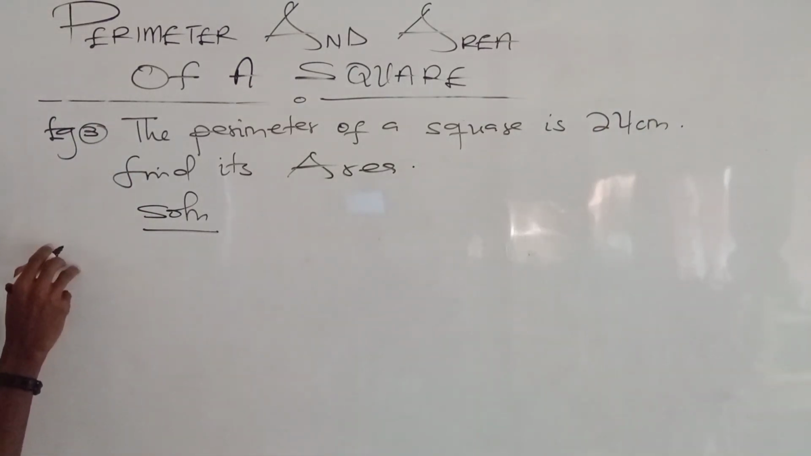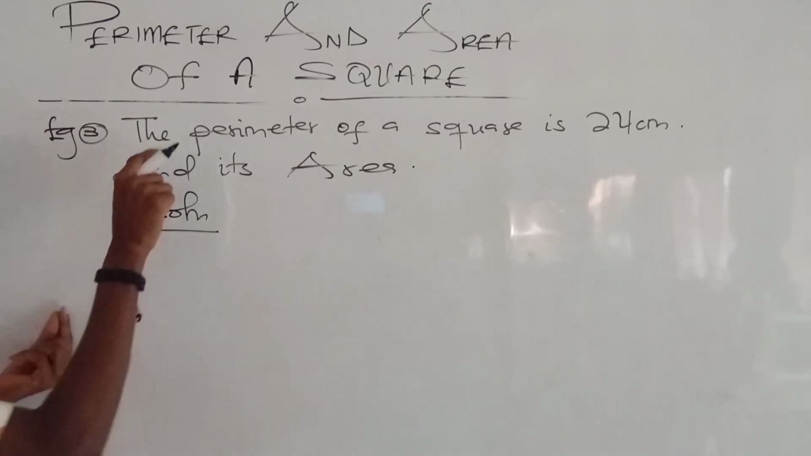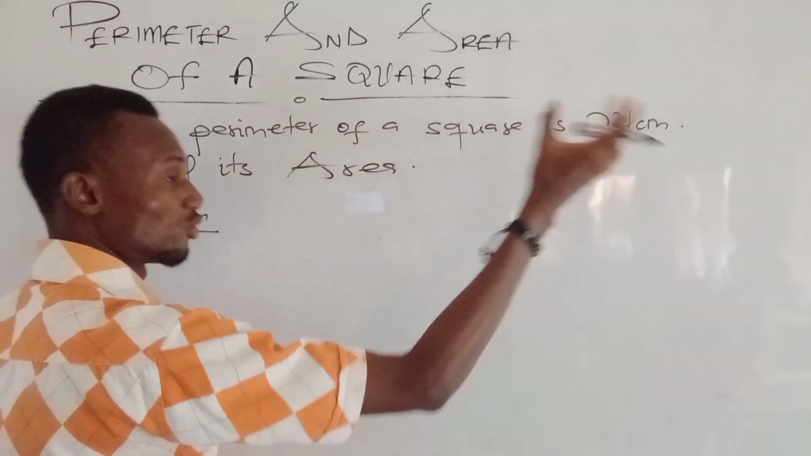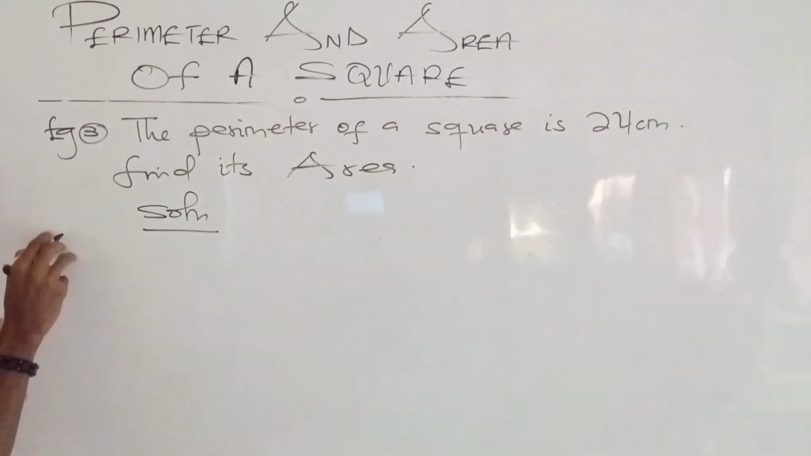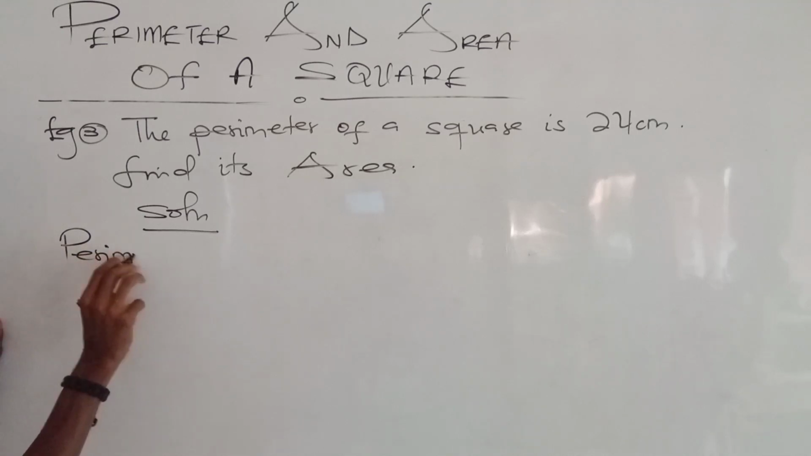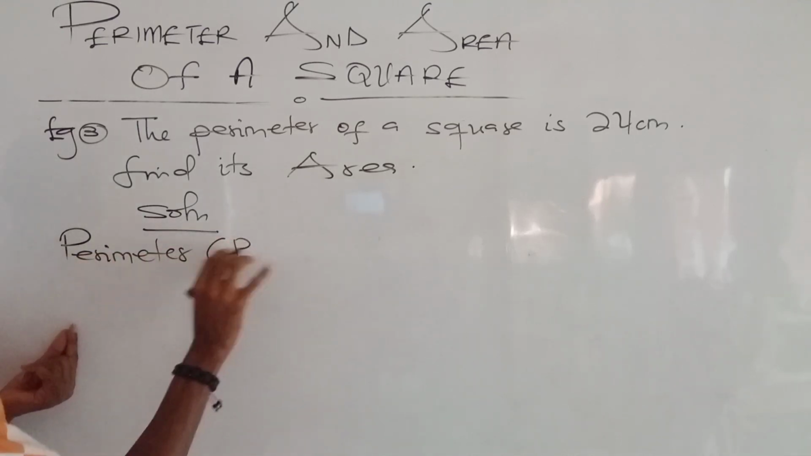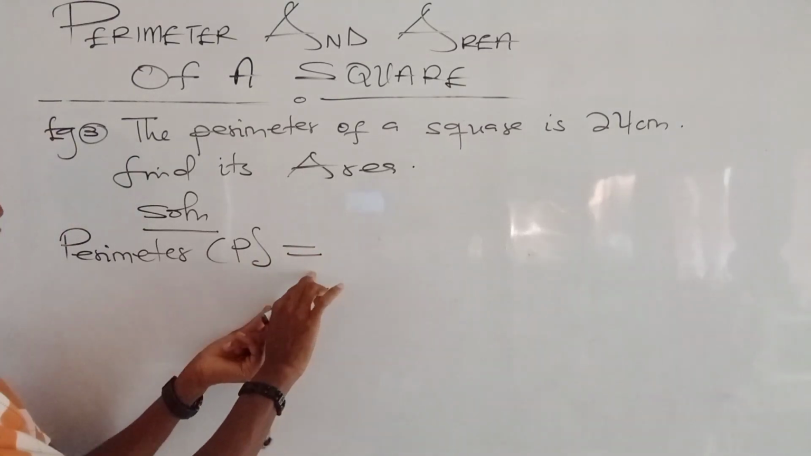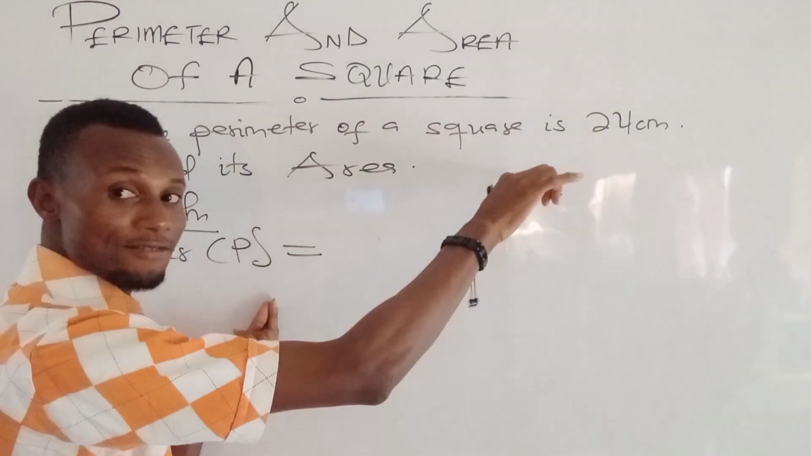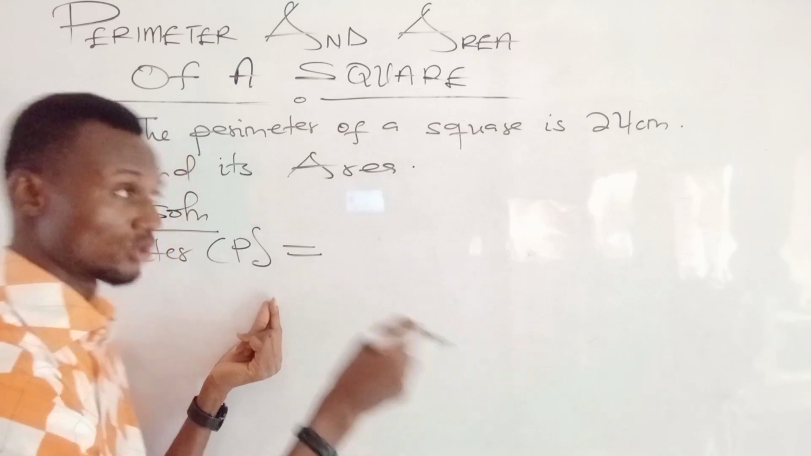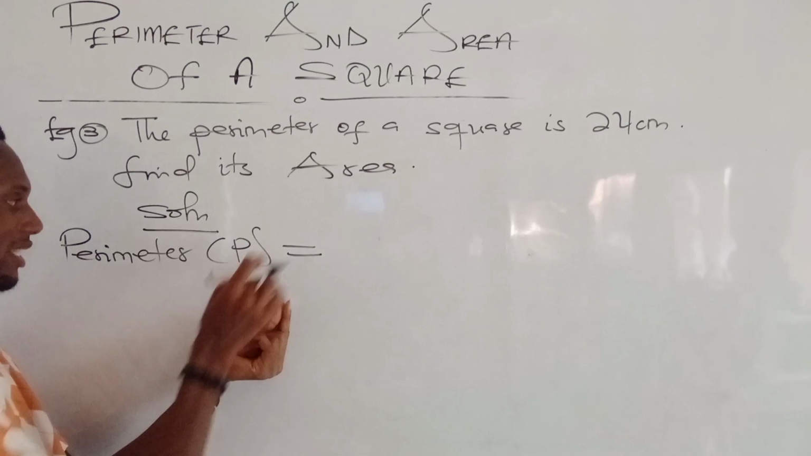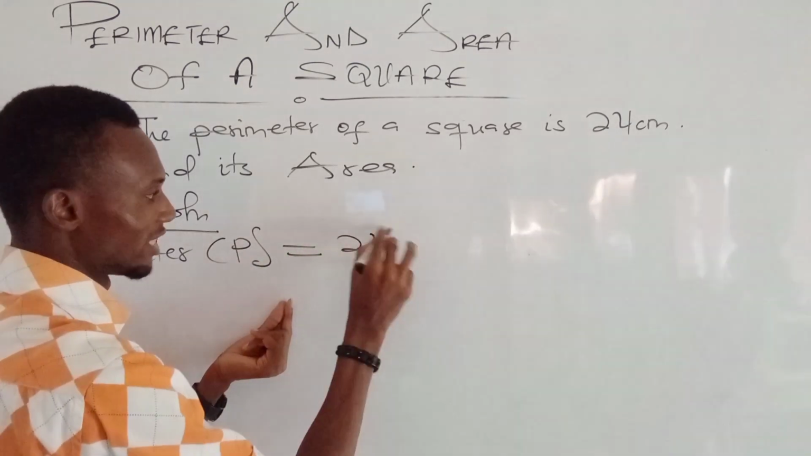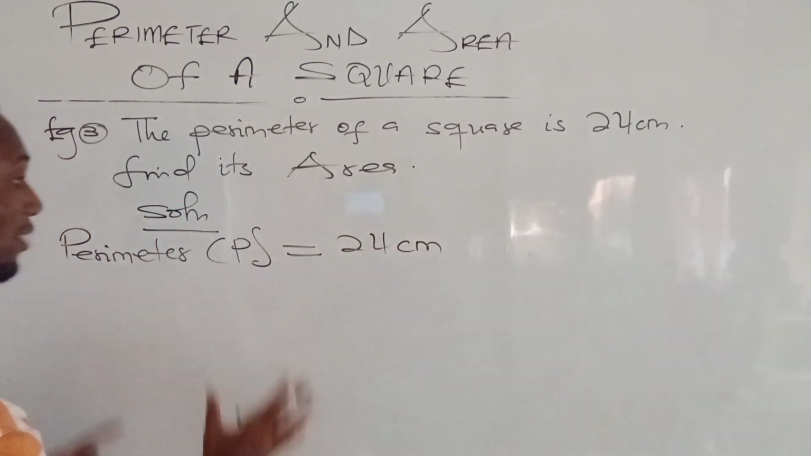So let's write the information given down. You have been given the perimeter of a square. It says the perimeter of a square is 24 centimeters. "Is" in mathematics means equal to. So I'll write my perimeter. Write your perimeter in full: perimeter, in bracket P, is equal to. As I've explained, "is" means equal to. So the perimeter of a square is 24 centimeters, so my perimeter (P) equals 24 centimeters. Please hope you understand.